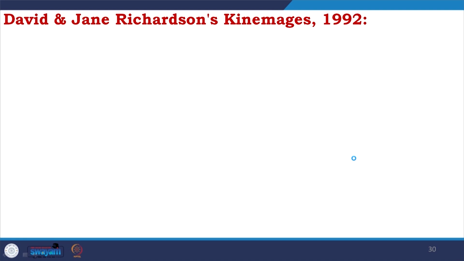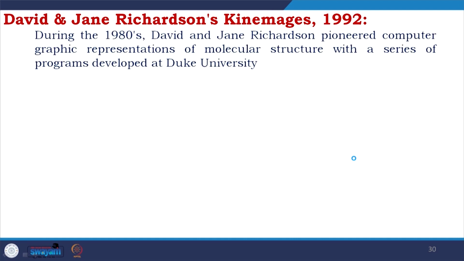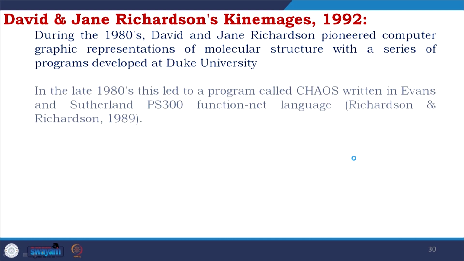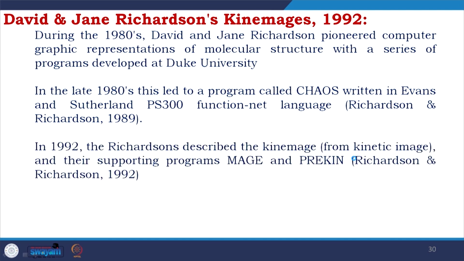Coming to David and Jane Richardson, whom we have talked about earlier, Kine images. During the 1980s, David and Jane Richardson pioneered computer graphic representation of molecular structure with a series of programs developed at Duke University. In the late 1980s, this led to a program called CHAOS, written in Evans and Sutherland's PS300 function net language. In 1992, the Richardsons described the Kine image, from kinetic image, and their supporting programs Mage and Prekin.